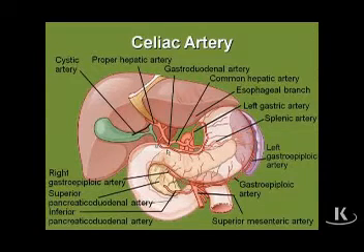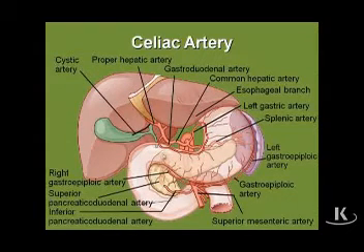That gastroduodenal, as its name implies, gives off a branch to the stomach and another branch that'll take care of the duodenum. So going to the stomach, we have the right gastroepiploic, which ends up anastomosing with the left gastroepiploic from the splenic, along the greater curvature of the stomach.